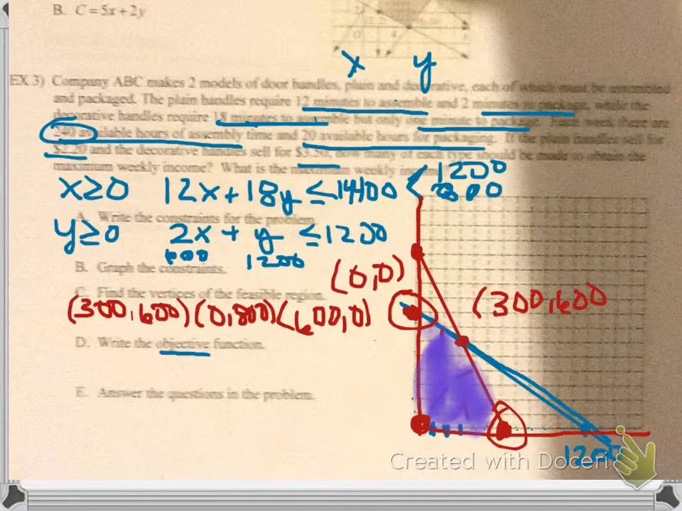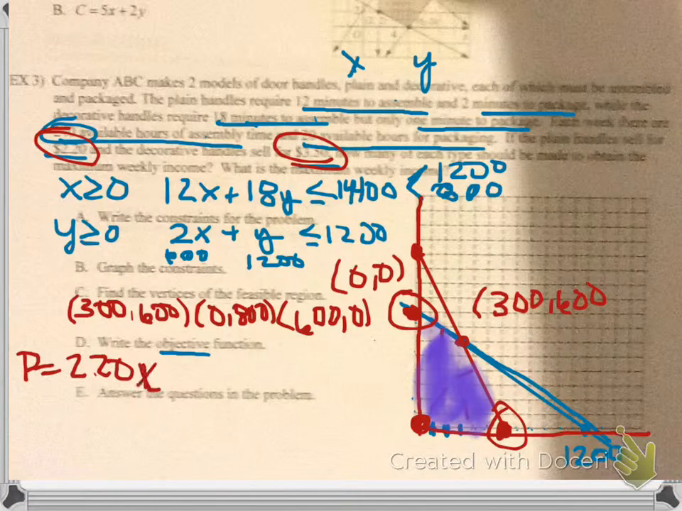So we need to use those points with an objective function. Well, what's the objective function? The objective function takes the dollar amounts. I make 220 for the plain handles. So the profit is 220 times the plain handles, which we said is x, plus 350 y for the decorative handles. And to figure out which one is the maximum profit, you just need to plug in those numbers and see which one gives you the max amount.